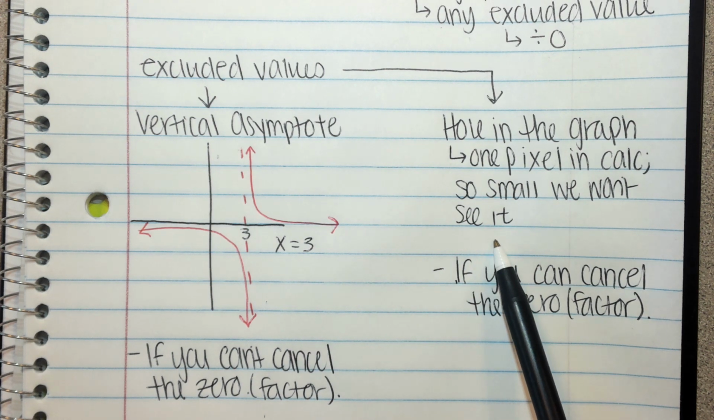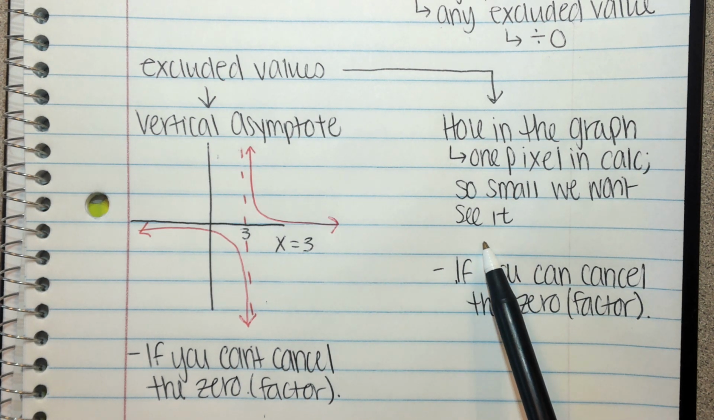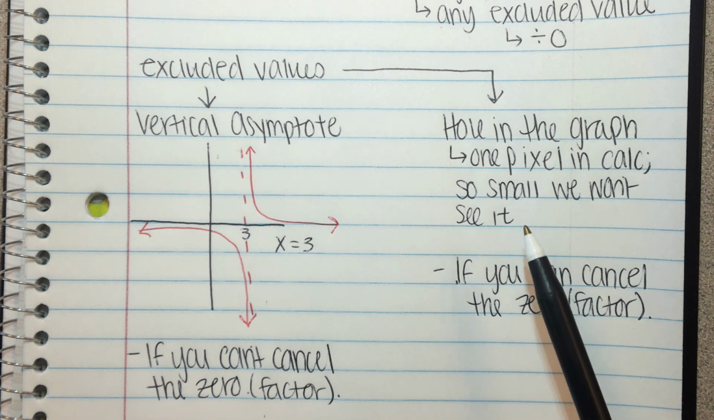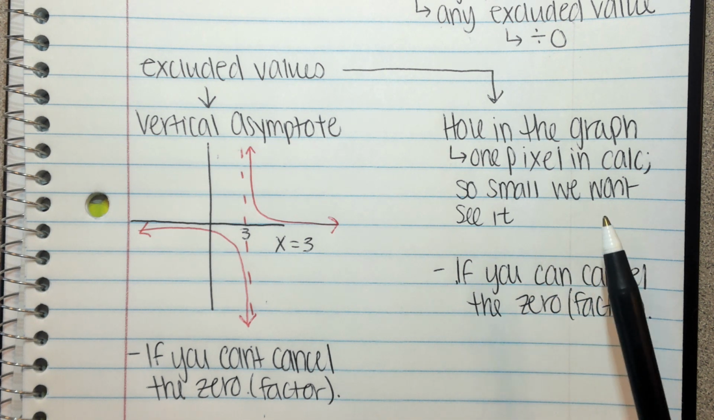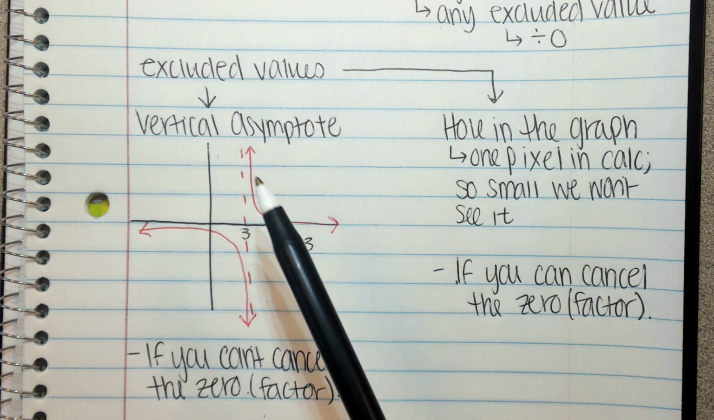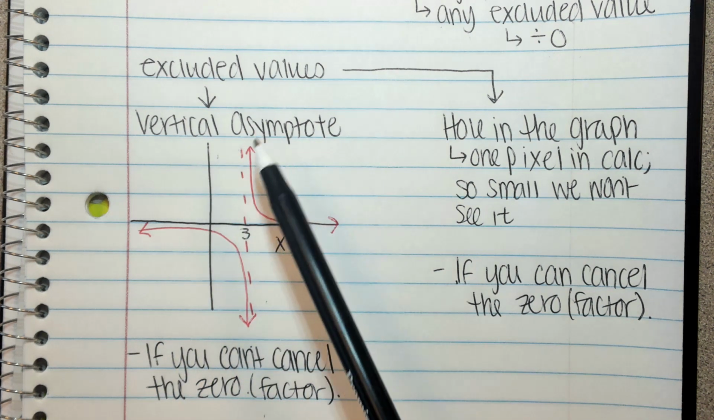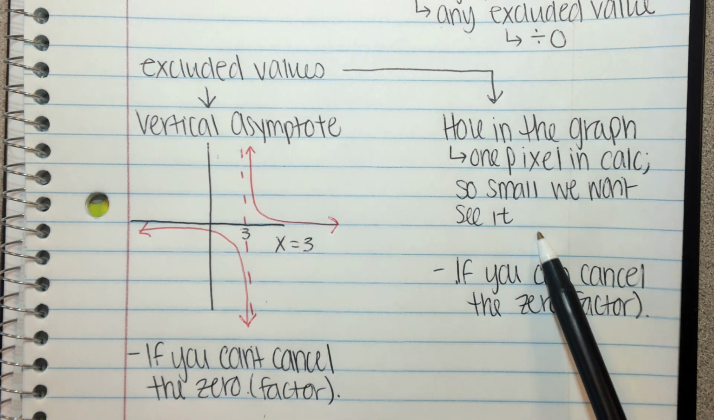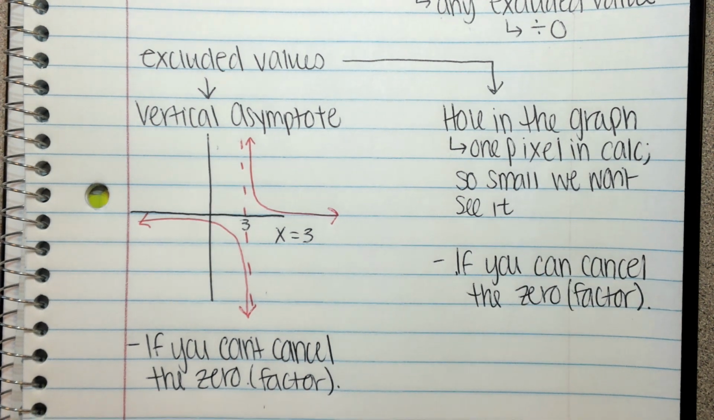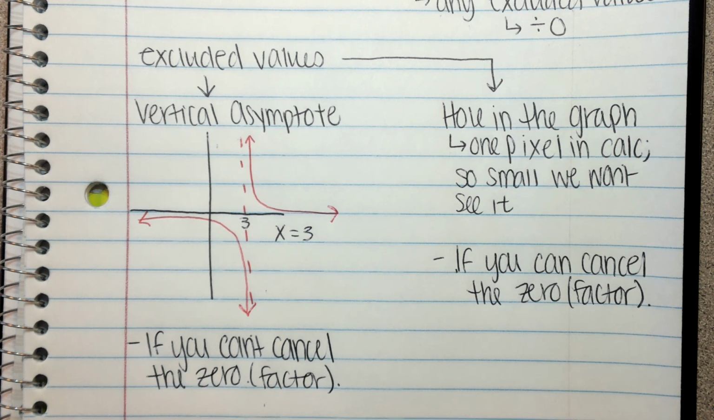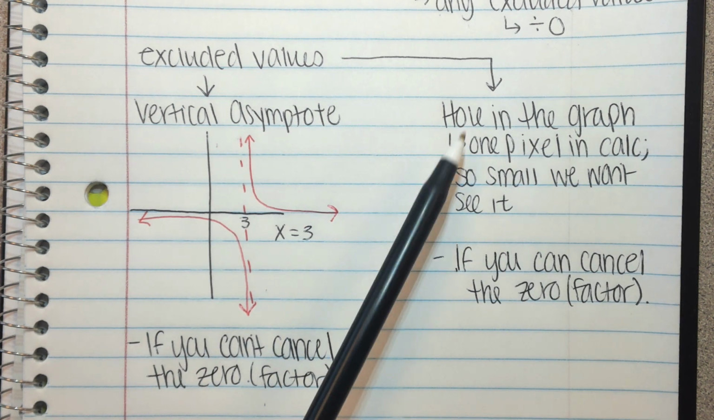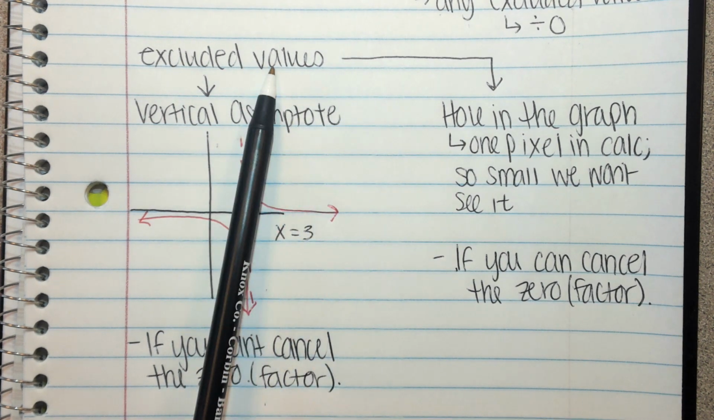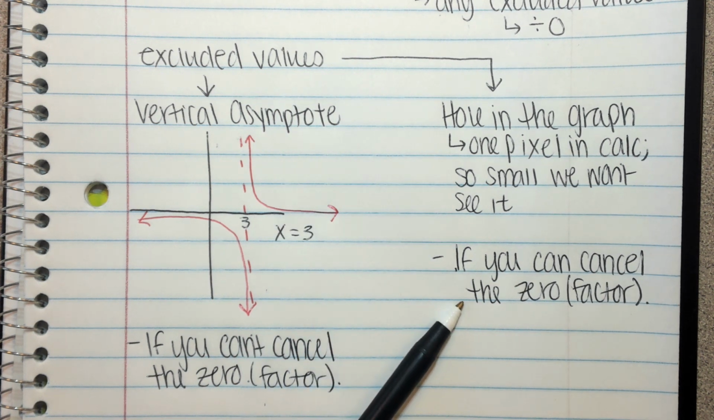We're not going to be able to see that in our calculator, which is why we have to find these by hand using our algebra, okay? So the vertical asymptotes, if you graph the problem, you'll be able to see, but you will not be able to see a hole. So we have to do that algebraically, the way I'm going to show you in just a second. And we know that our excluded value is a hole if you can cancel the 0, or that factor.